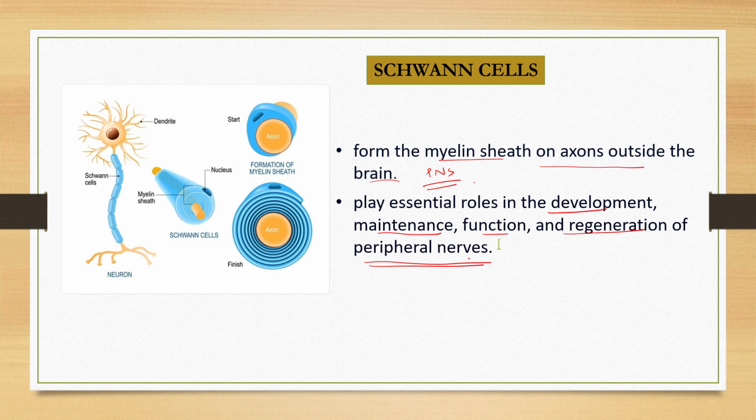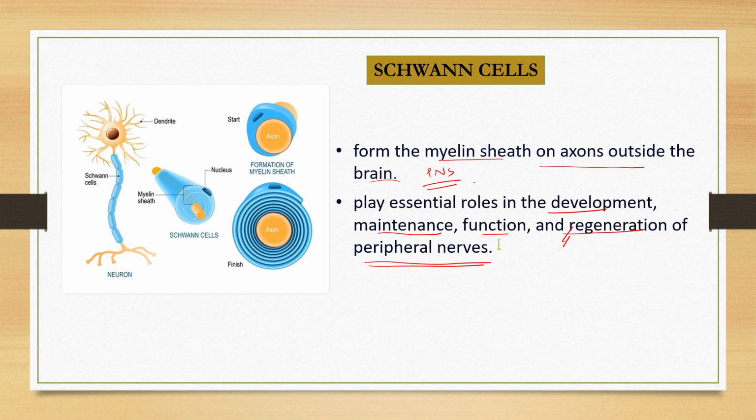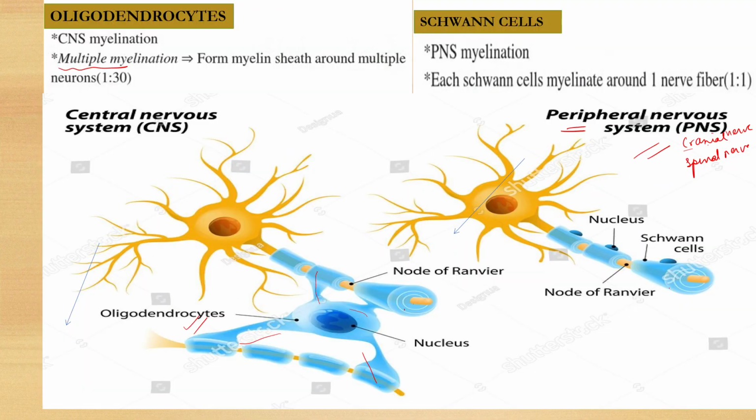So whenever there is an injury to the peripheral nerves, regeneration of the peripheral nerves occurs due to the activation of these Schwann cells. So these Schwann cells are responsible for regeneration of peripheral nerve cells. So these are all types of neuroglial cells. So let us recap these neuroglial cells.